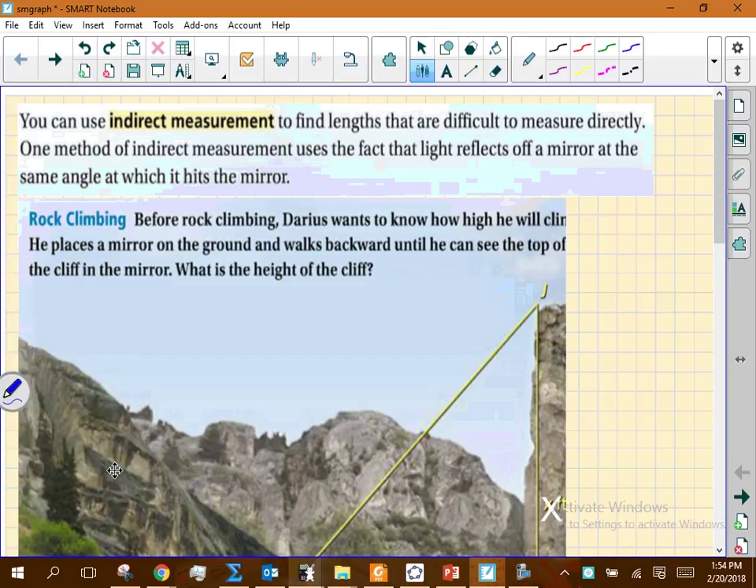So the same idea when we talk about measurement. We're getting to a measurement that we're interested in, going through the use of other values, other measurements that are maybe a little bit easier to attain. One procedure for determining some indirect measurements is the use of a mirror and understanding physics a little bit.